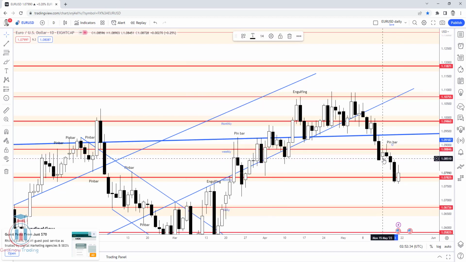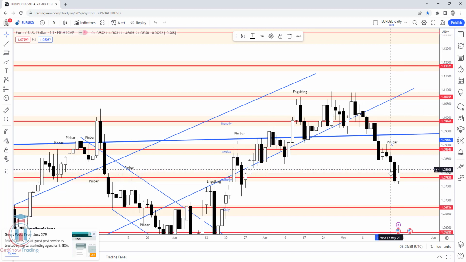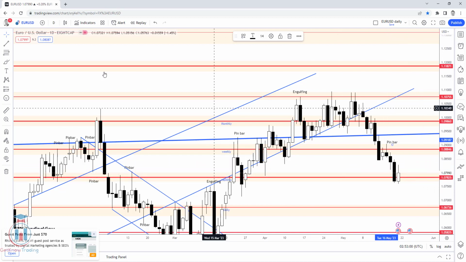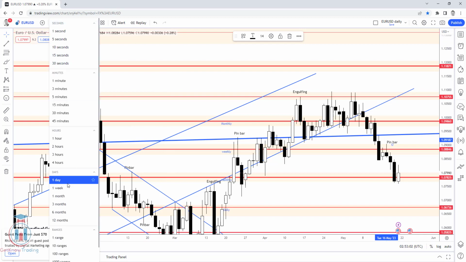The price returned back up to confirm this previous support, now acting as a resistance, and we have here on the daily time frame a bearish pin bar. So it is a great signal for a sell order, because the price returned back up, finding a bearish price action signal, a bearish pin bar, and it was a signal that the price would drop down to 1.07825. Let's see how this looks on a weekly time frame.